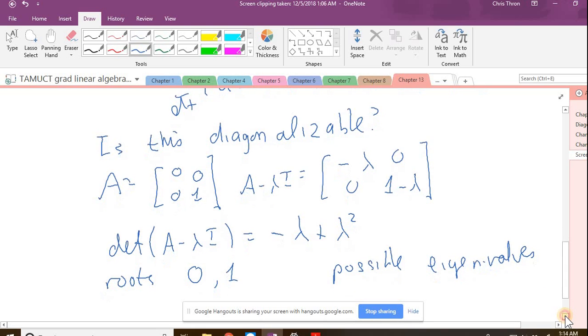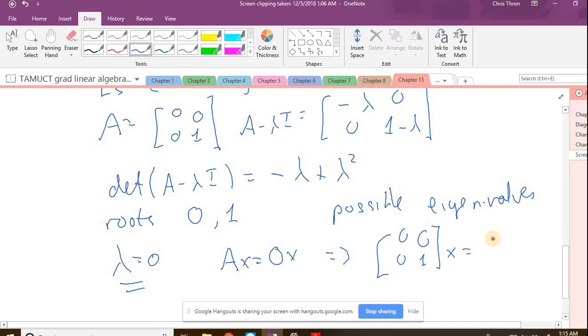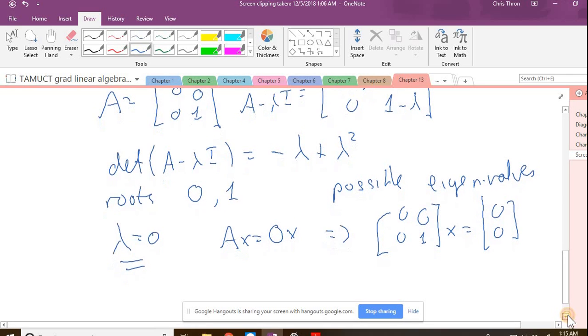Okay, so let's look first at lambda equals 0. That just gives us A. So we have to solve AX equals 0X. And so here we have A, which is 0, 0, 0, 1, times X equals 0, 0. Okay, homogeneous equation. What's the general solution?